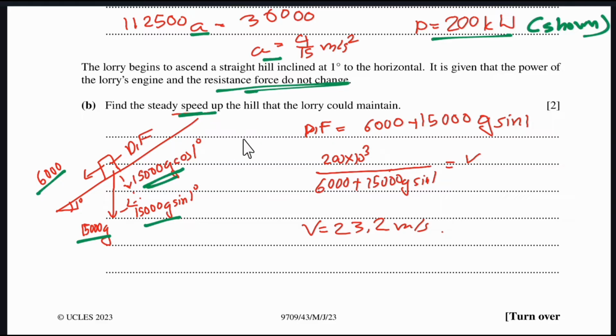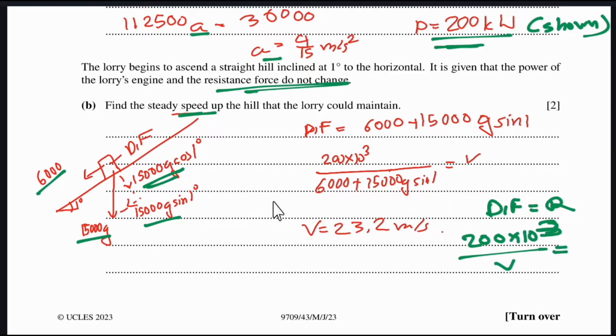To find the value of the steady speed, we have actually found our power. So driving force is equal to resistive force, and driving force is equal to power, that is 200 times 10 to the power 3, divided by velocity. The velocity that we need to find is equal to this value of resistive force plus this value of resistive force. After equating this, we get the value of velocity, that is the constant speed, as 23.2 meters per second.